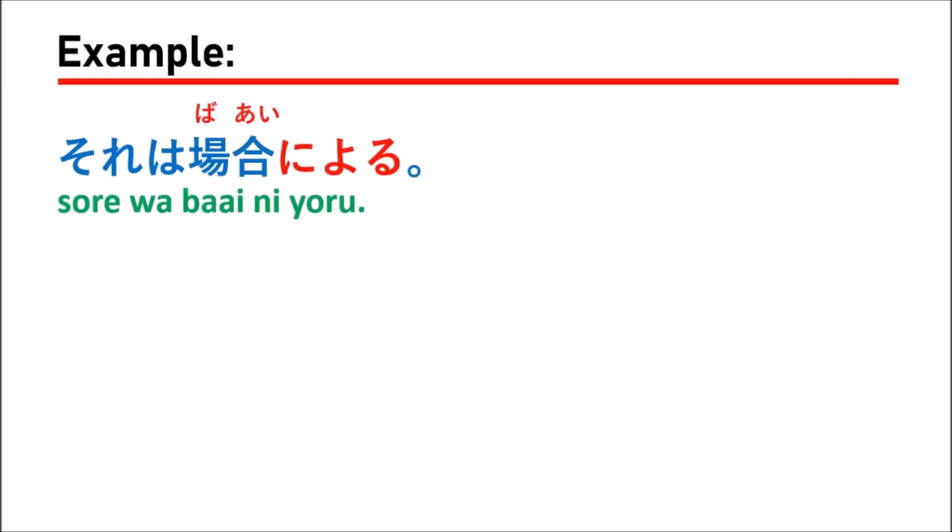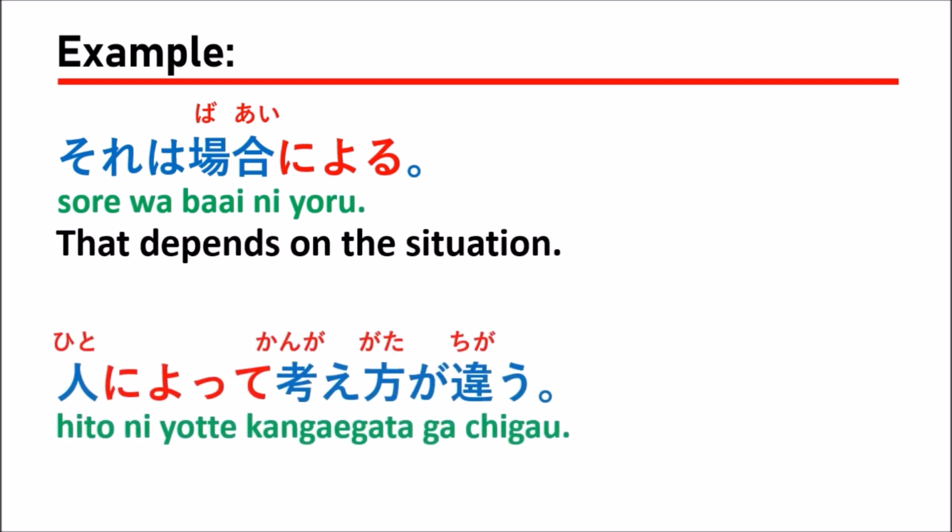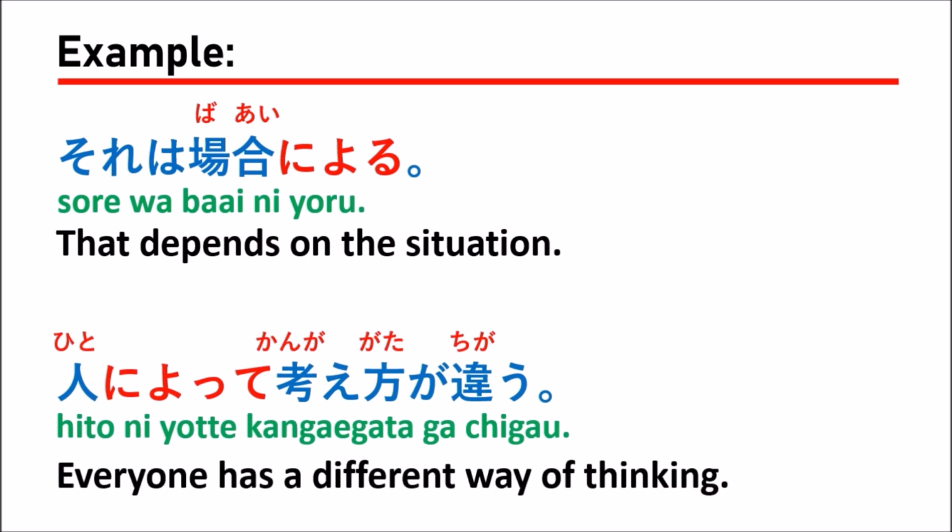The first example: それは場合による。That means that depends on the situation. The next example: 人によって考え方が違う。That means everyone has a different way of thinking. In the first sentence, you see that it just says niyoru, right? それは場合による means it depends on the situation, or case by case.